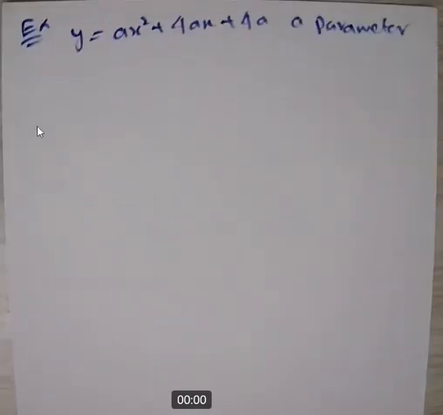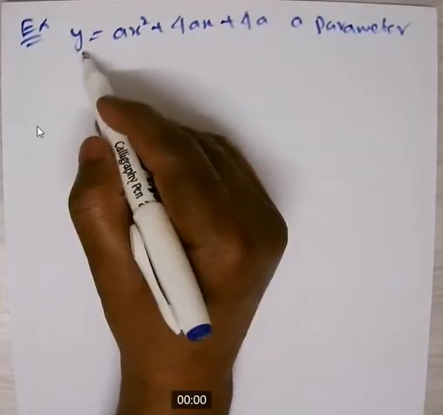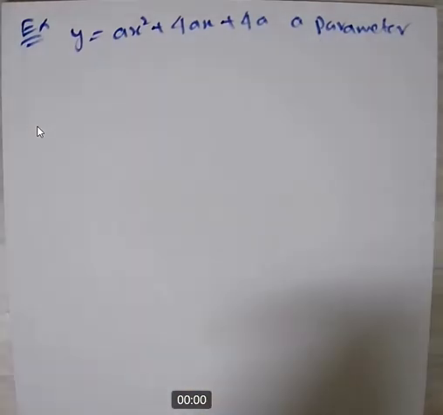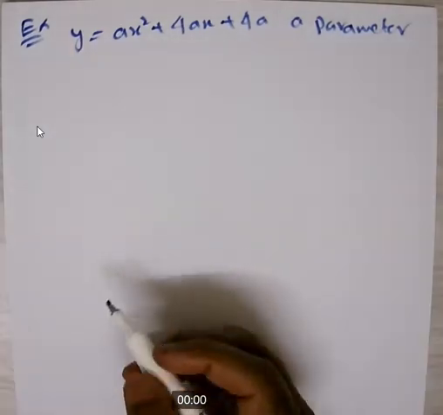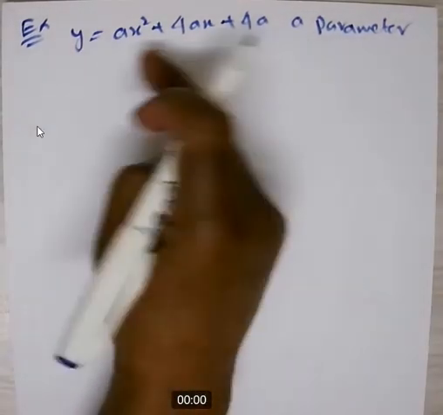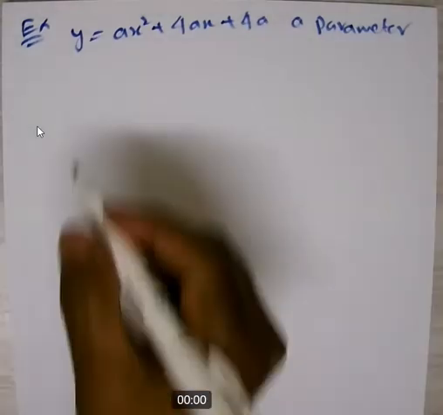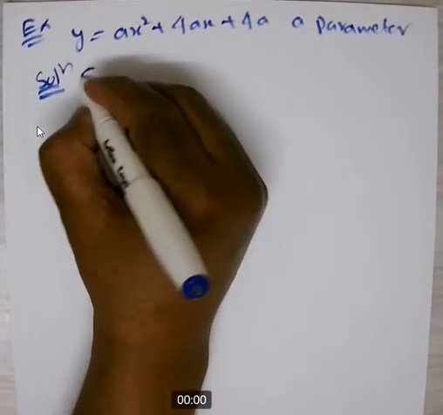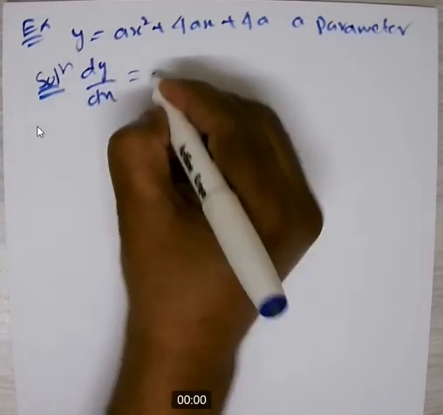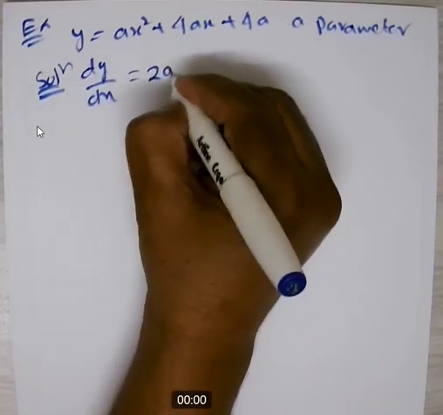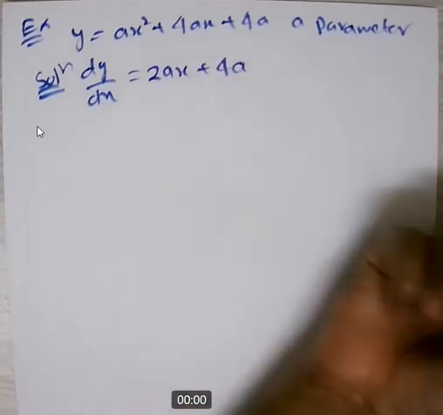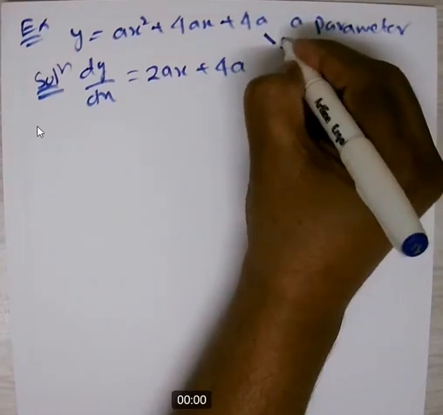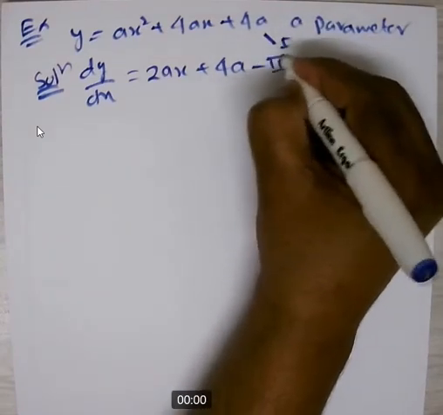Now I am going to pick another question: find the orthogonal trajectory of y is equal to ax square plus 4ax plus 4, where a is a parameter. Again this one is Cartesian form. So check how many constants, how many parameters: only one parameter. So you need to differentiate one time. So dy/dx equal to 2ax plus 4a. Assume this as the first and this as the second equation.